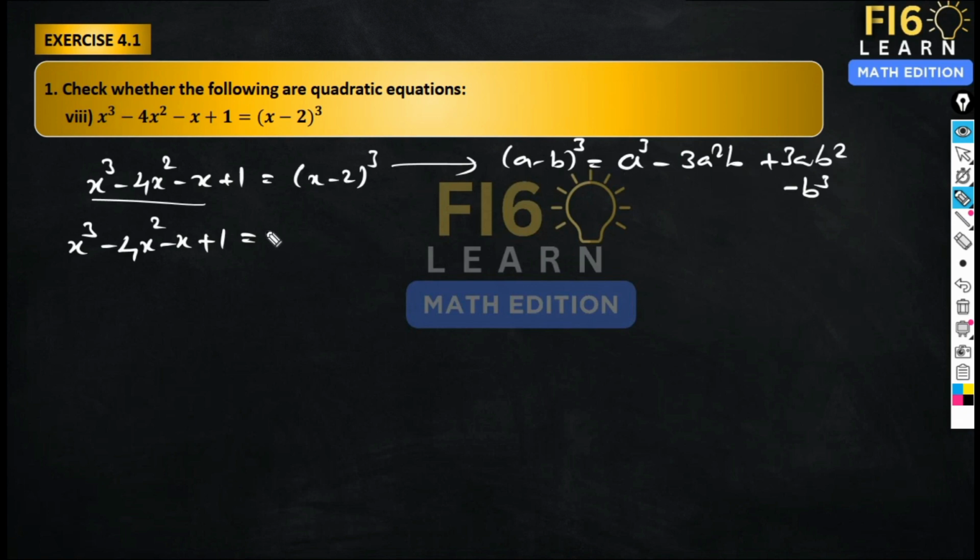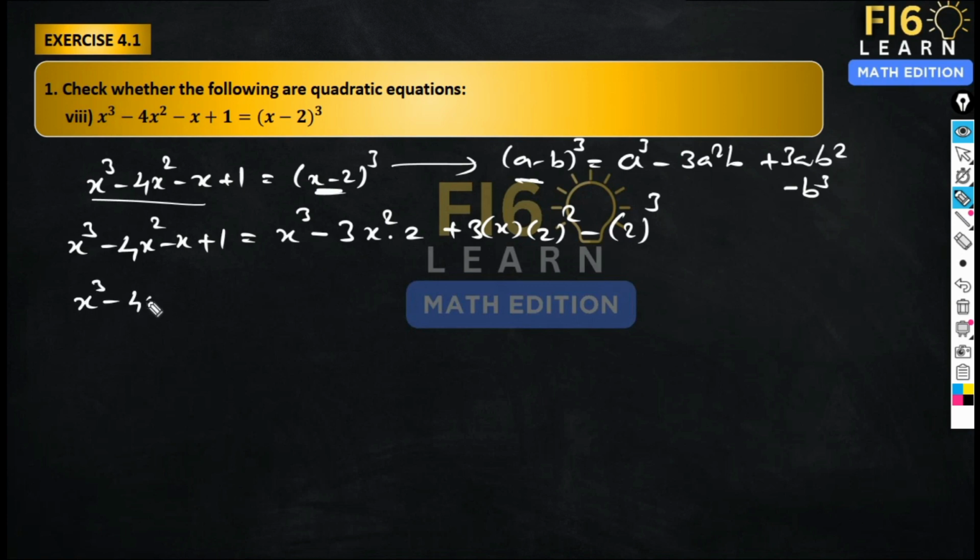You will get x cube minus 3 into x square, the b value is 2, and plus 3 into a value is x, and b square value will become 2 square, and minus b cube becomes 2 cube. So you can just compare these two and replace the values of a with x and values of b with 2. Now you can simplify the terms on the right hand side and keep the terms on the left hand side as it is. No need to do anything on that.